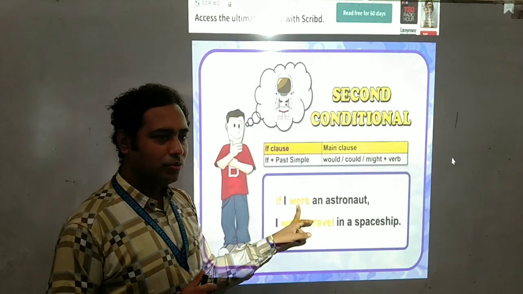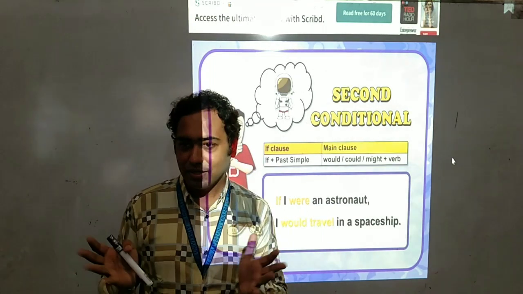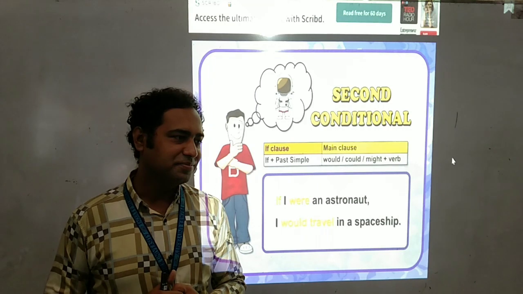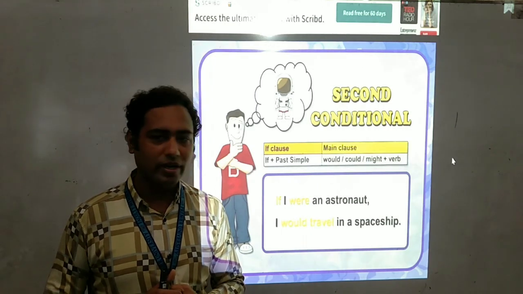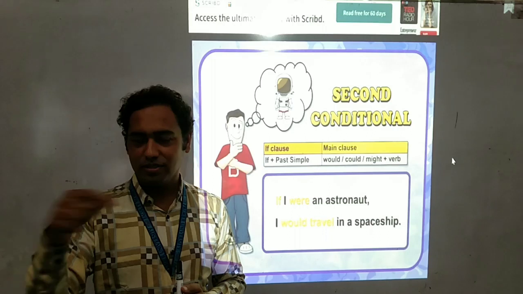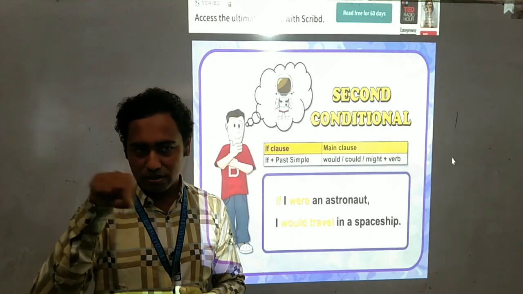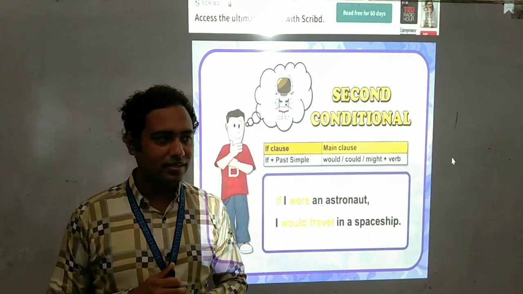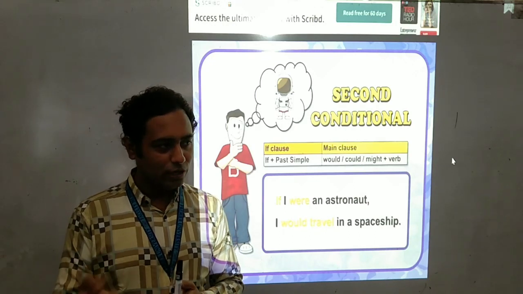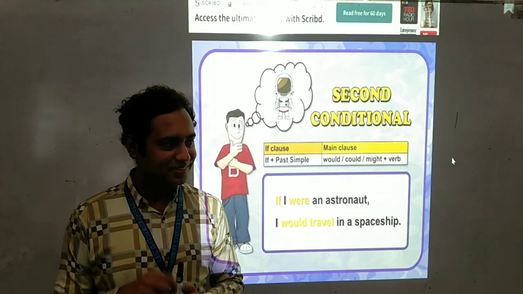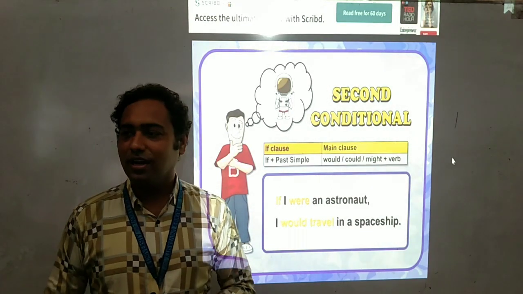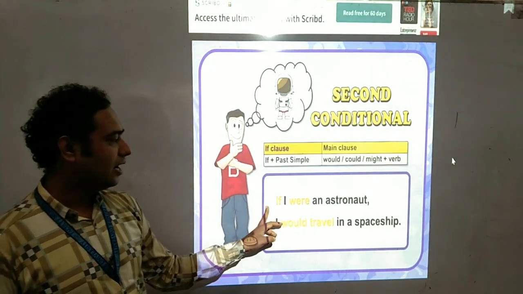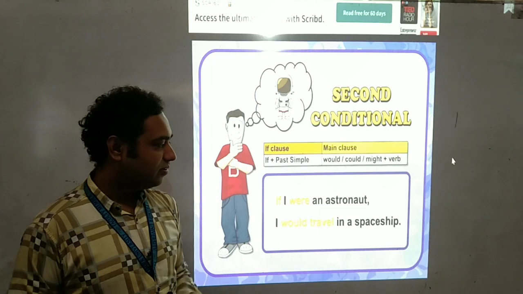The very important part is that as it is unreal and impossible, all the time the auxiliary will be were. Remember, the auxiliary will be were. If I were you, I could think differently. Right? If I were you, if you were me, we could think differently. So similarly, if I were an astronaut, I would travel in a spaceship.